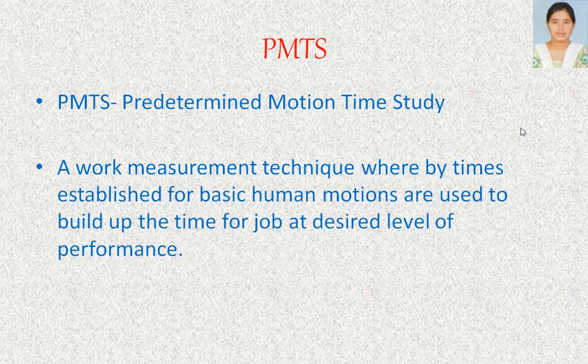The full form of PMTS is Predetermined Motion Time Study. According to the British Standards Institution, PMTS is defined as a work measurement technique whereby times established for basic human motions are used to build up the time for a job at a desired level of performance. So, in this study, we are going to calculate the time for basic human motions.